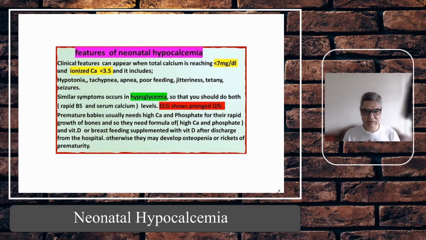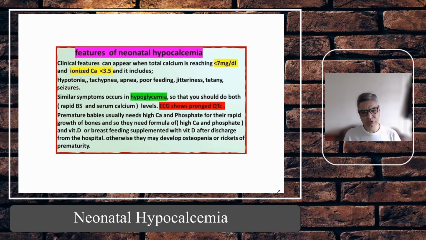But keep in mind that the same types of symptoms can also occur in hypoglycemia, because hypoglycemia can also present with jitteriness, seizures, and hypotonia. But please keep in mind that a blood gas would give you an idea of the glucose as well as the calcium. So blood gas is a very good point of care test that can give you an idea if there is something wrong with the blood glucose, or something wrong with the serum calcium. Similarly, if you do an ECG in these babies, it's going to show you a prolonged QTc, that is the corrected QT interval, and if that is the case, then that's very dangerous because that can lead to arrhythmias.